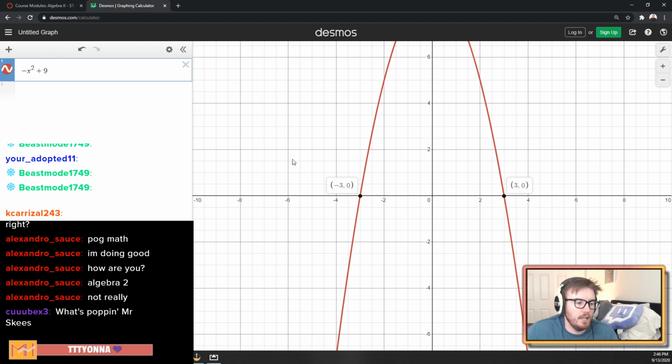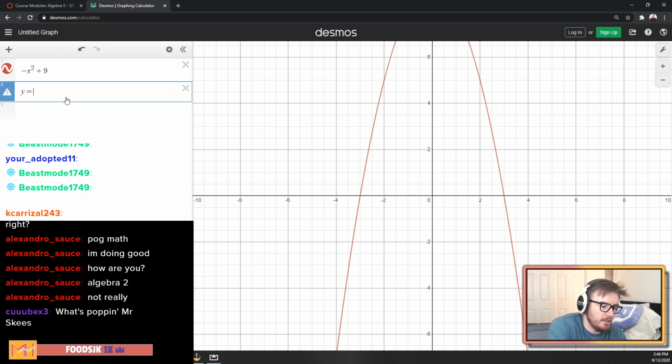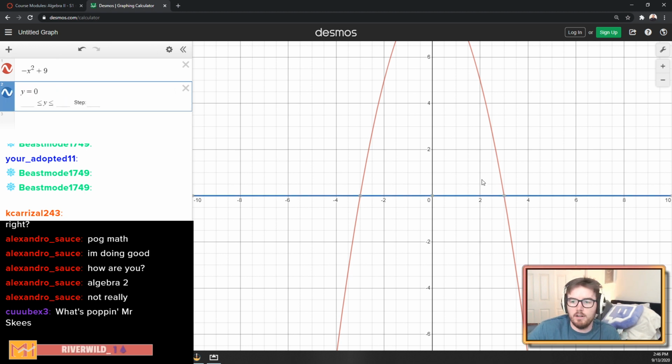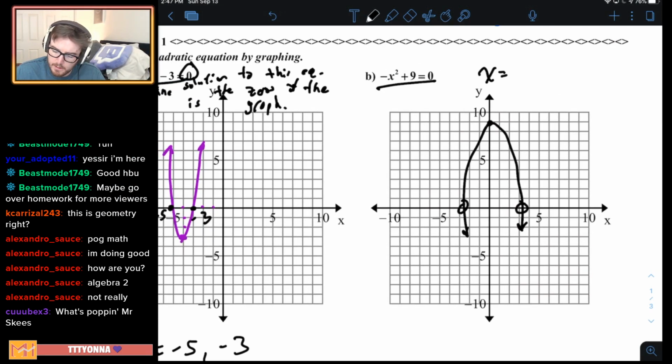It's that easy. You plot the graph and you check where is it crossing. I can even plot the line. Where is it crossing y equals 0? They're intersecting here and here. So my two solutions are -3 and 3.